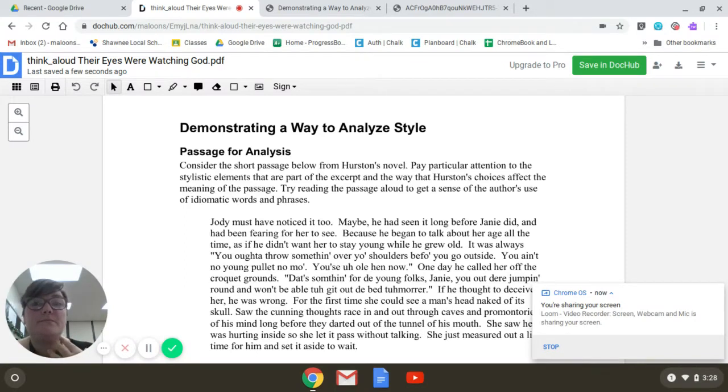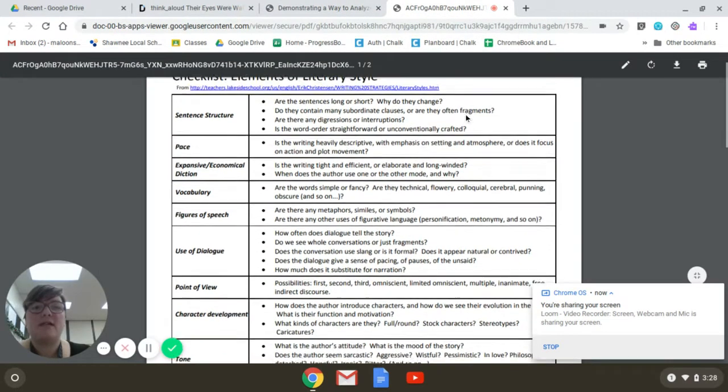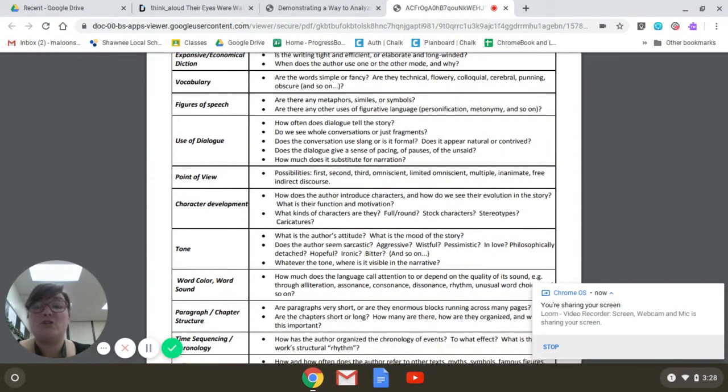This is a model for you of how to look at a text and decipher what an author is trying to do for you as the reader by making certain stylistic choices. The first thing we talked about earlier this week, yesterday, was this elements of literary style checklist. There's lots of things on this checklist that you can look for while you are reading, to see why an author might have made a choice that they did.